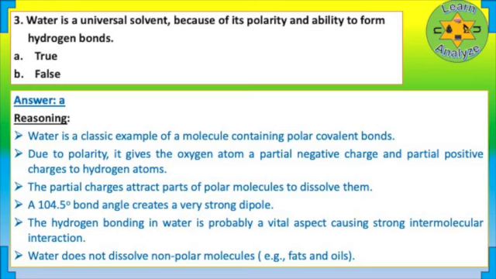Due to polarity, it gives the oxygen atom a partial negative charge and a partial positive charge to hydrogen atoms. The partial charges attract parts of polar molecules to dissolve them. A 104.5 degree bond angle creates a very strong dipole. The hydrogen bonding in water is probably a vital aspect, causing strong intermolecular interaction. Water does not dissolve nonpolar molecules. Examples are fats and oils.